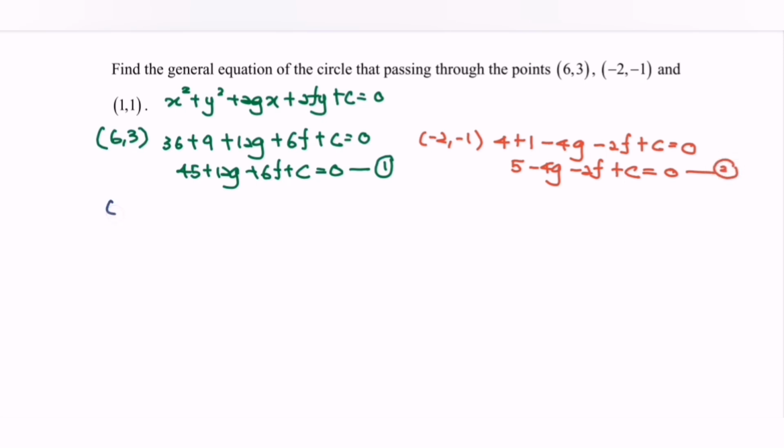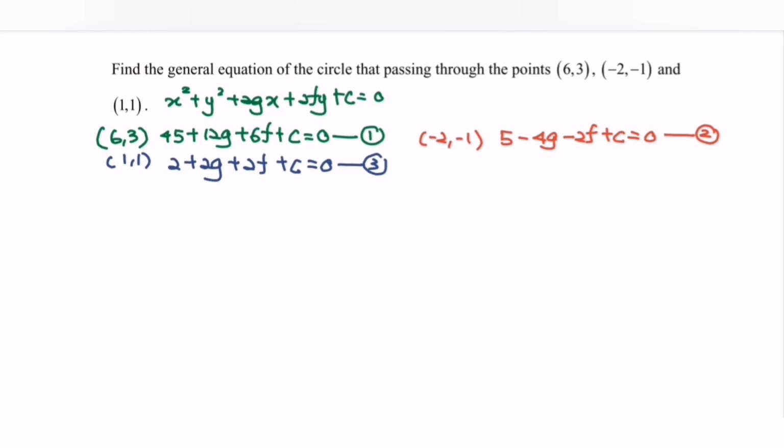The third one will be 1, 1. So we will have 1 plus 1 plus 2g plus 2f plus c equals to 0. Simplify the situation. 2 plus 2g plus 2f plus c equals to 0. And we name it as the third equation.